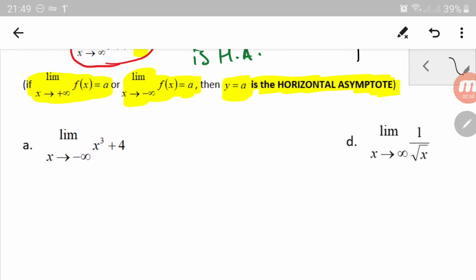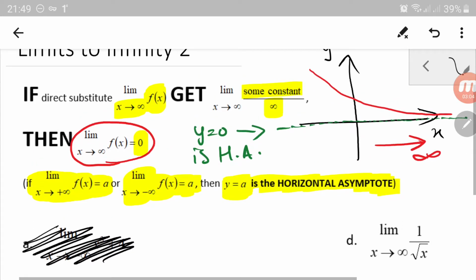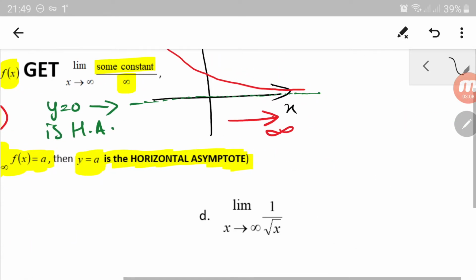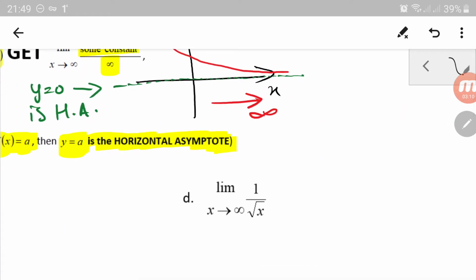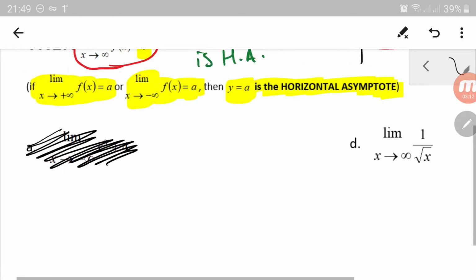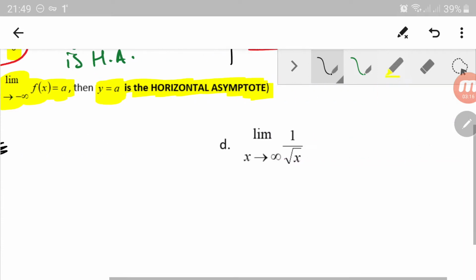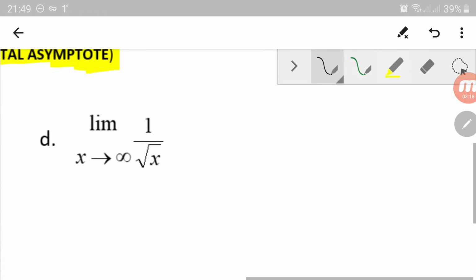Now, what we have here, this one cannot. How are we going to answer this one? This is not appropriate for this type, so we're going to ignore that. Let's do this one. Let's just do it over here.